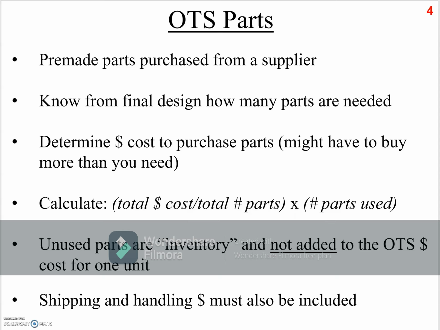When it comes to OTS parts, sometimes you'll have to purchase more parts than you need. And so in order to calculate the correct costs of the parts that you'll be using, you'll take the total cost divided by the total number of parts and multiply that by the number of parts used. Any unused parts are known as the inventory and will not be added to the OTS cost for one unit. Also, make sure to include shipping and handling costs.